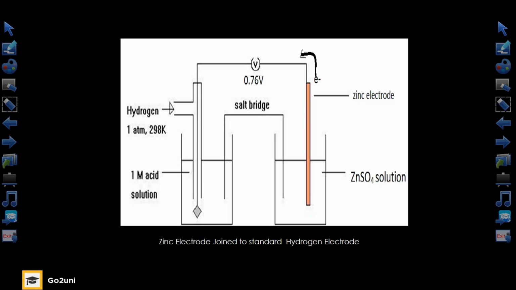So we can see that when the zinc plate or rod is connected to the standard hydrogen electrode SHE, electrons will usually flow from zinc rod to the SHE. So as electrons flow, the voltmeter will always read a value of 0.76 volts. That is actually what happens there. So we can see the connection between zinc and SHE.